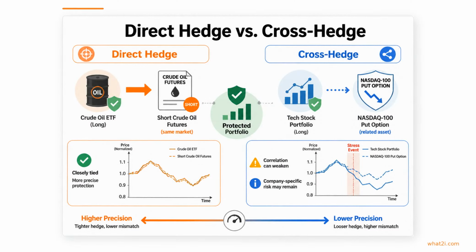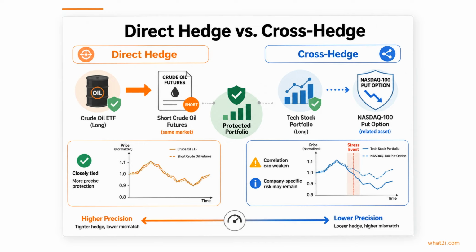A direct hedge is closely tied to the exact market exposure you want to protect, so it is usually more precise. If you own an index fund and buy protection directly linked to that same index, the hedge is closely matched. A cross hedge uses a related but not identical asset, which can still help but introduces mismatch risk. For example, hedging a specific company or niche asset with a broad sector instrument may reduce some market exposure while leaving company-specific risk behind. That means the hedge may work only partially, or it may work differently than expected during stress. In general, the closer the hedge matches the underlying exposure, the more reliable the protection tends to be.